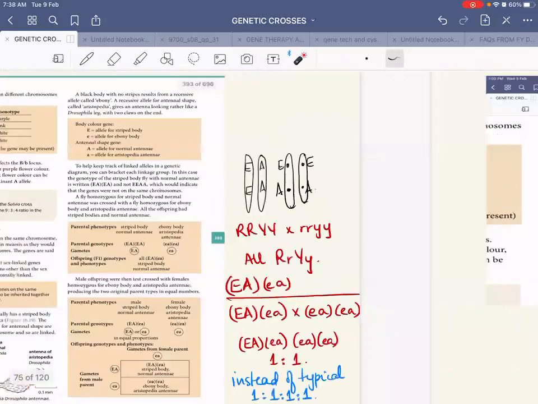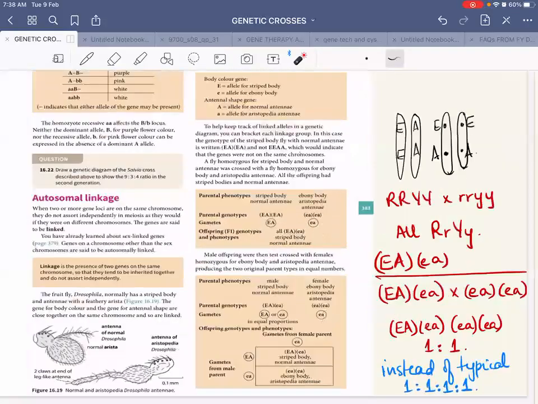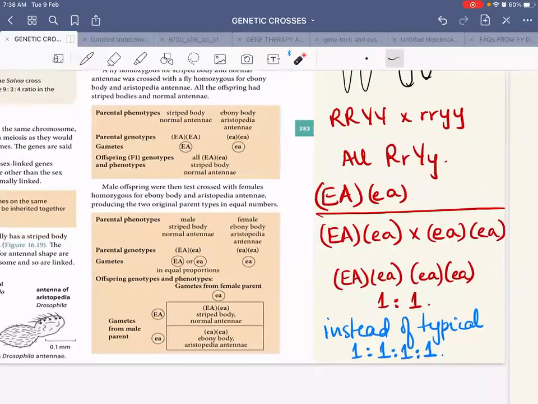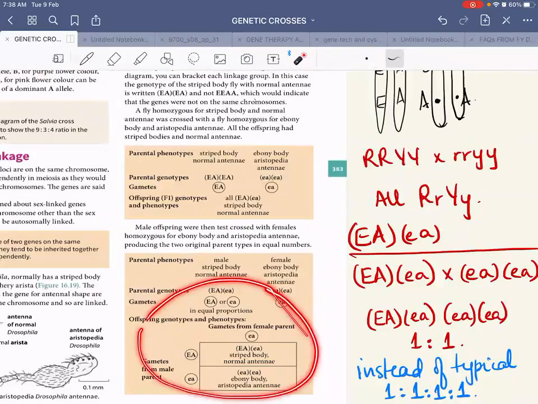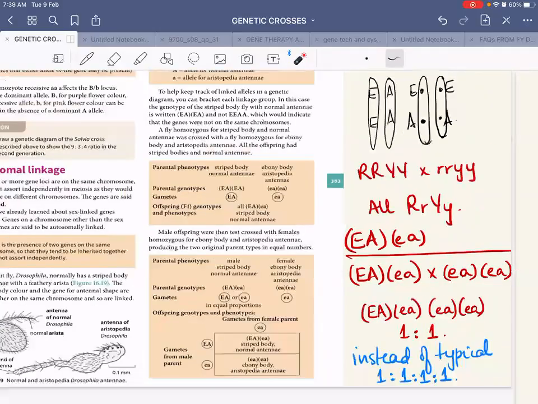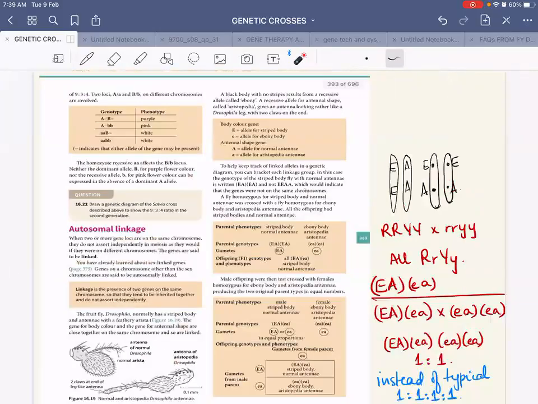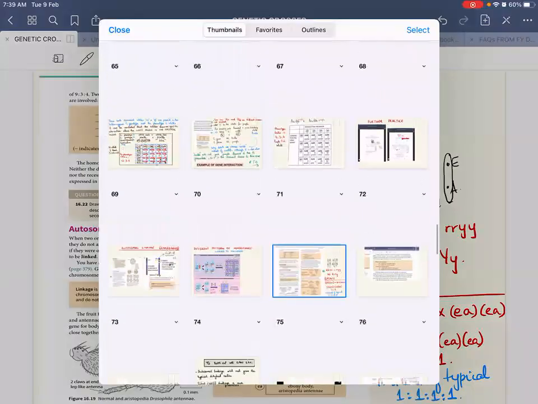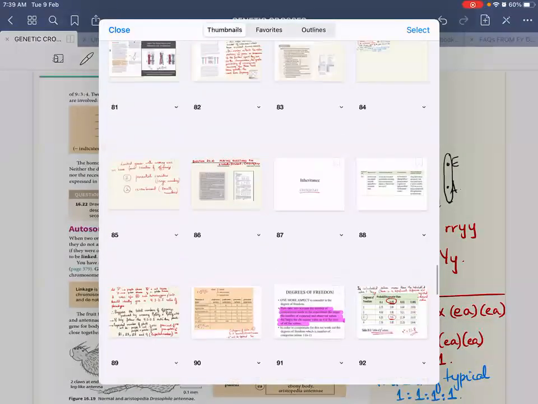So hence, the exact 1:1 ratio that we got over here is not such a common occurrence. We might get some different ratios. So let's see what is the effect of crossing over on autosomal linkage. I'll go to this slide to show you the effect.